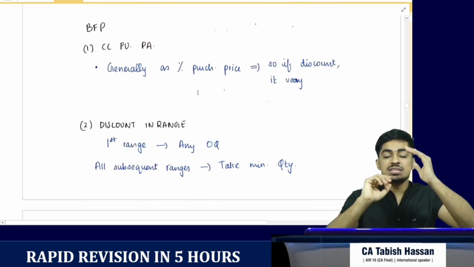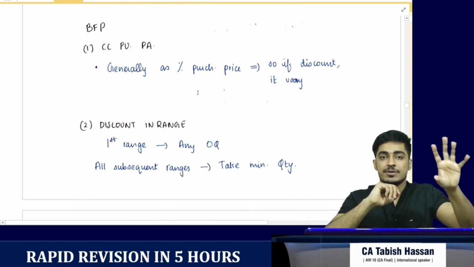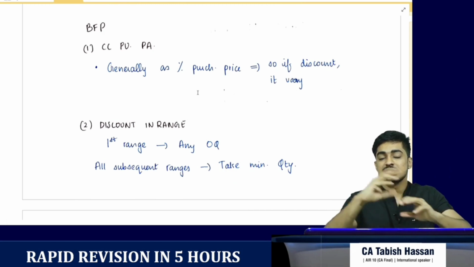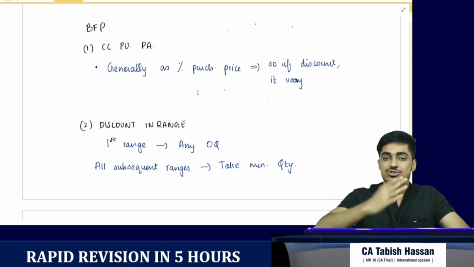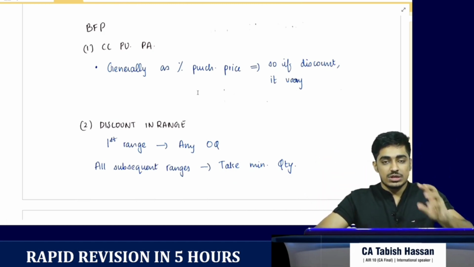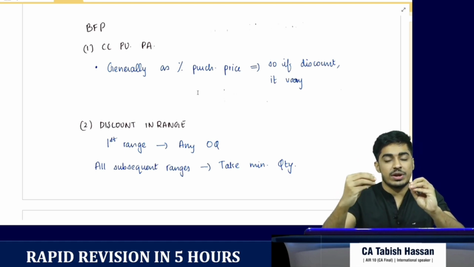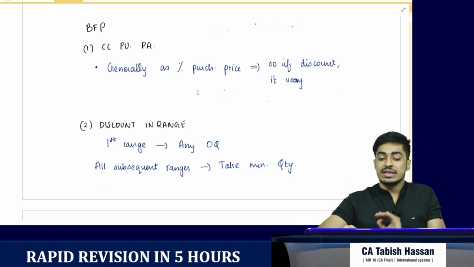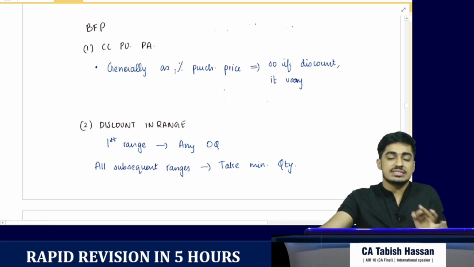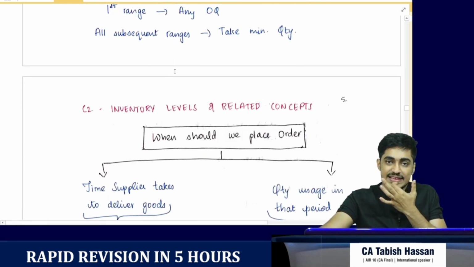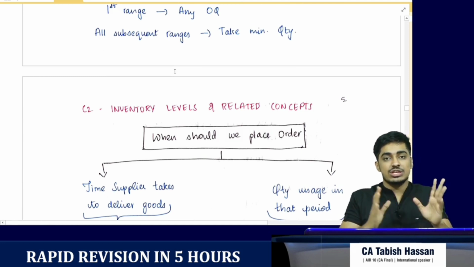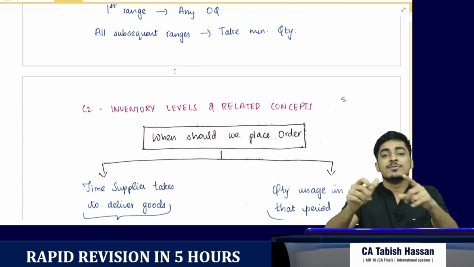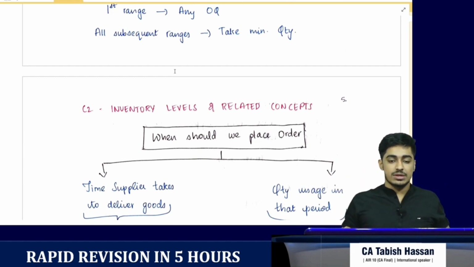Next, when discount is given in a range, say for example, up to 500 units, cost is 1200. From 500 to 1000 units, it is say 1180, and so on. So what do we have to do? In the first range, we can take any order quantity, but let it be a round value. And from all the subsequent ranges, take the minimum quantity. That is the standard ICAI is following. Clear? So we've discussed the first concept, EOQ and related concepts. We've discussed the 3 inventory costs, the EOQ formula, and what to do when we have discount.